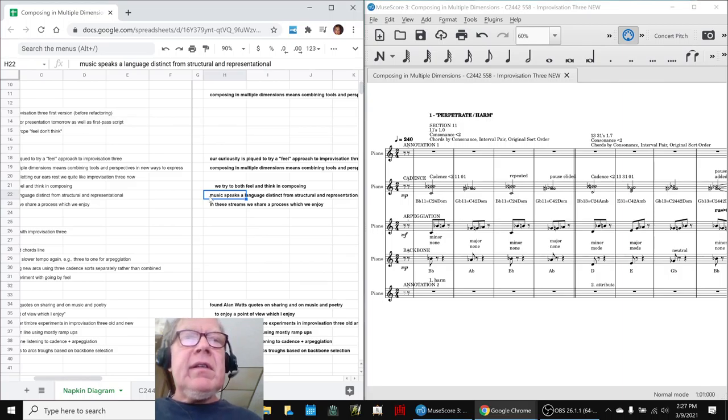So we feel music is another language. It's neither structural, because it's not reaching out with our body, nor representational, because it's not words. Whatever it is, it's its own thing.